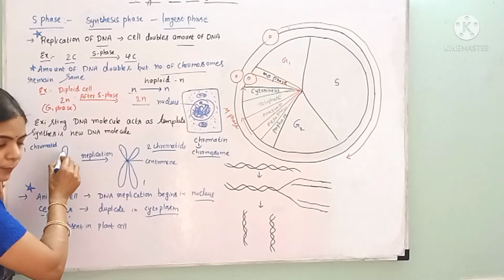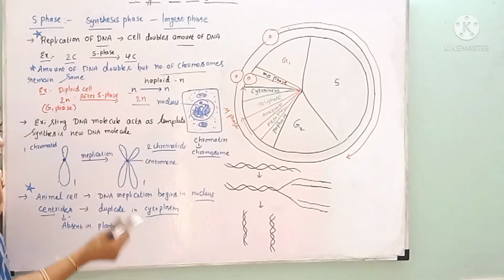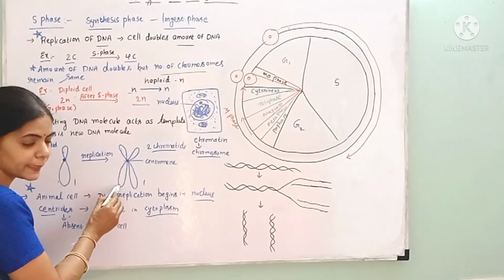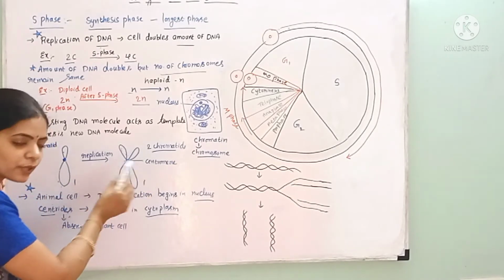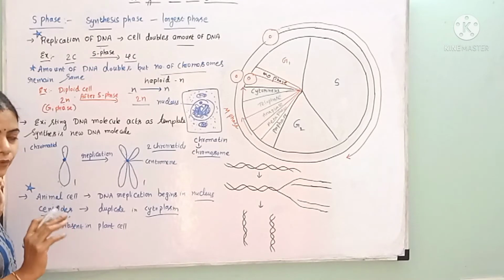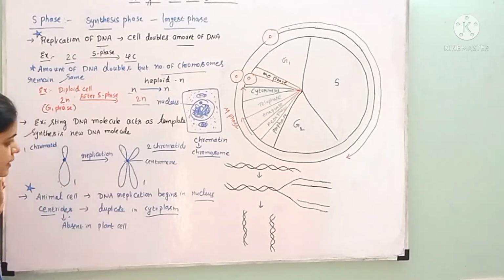Here it has one chromatid. After replication, it becomes two chromatids. This is also a single chromosome. This is also a chromosome only. But here, only the number of chromatids changes. That means there is no change in the number of chromosomes. Only the amount of DNA increases. The amount of DNA doubles. That is what we are discussing.